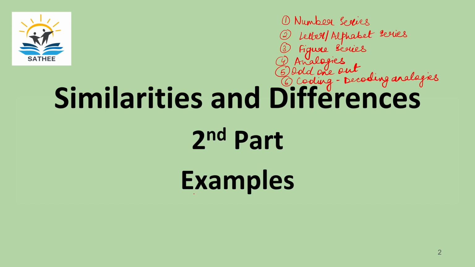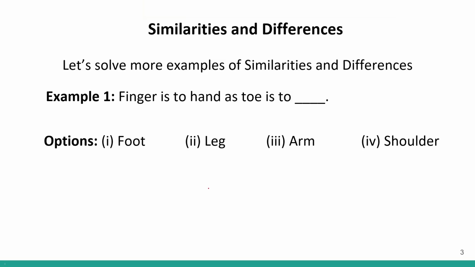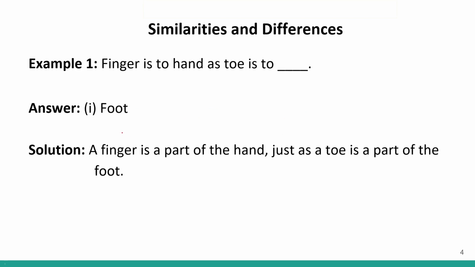In today's lecture, we will discuss some examples to get a better conceptual clarity. So let us start. This is example number 1. Finger is to hand as toe is to what? So clearly we see that the relationship between finger and hand is that finger is a part of a hand. Similarly, toe is a part of what? Toe is a part of foot. So our answer will be option number 1, foot. So here you can see finger is to hand as toe is to what? Foot.